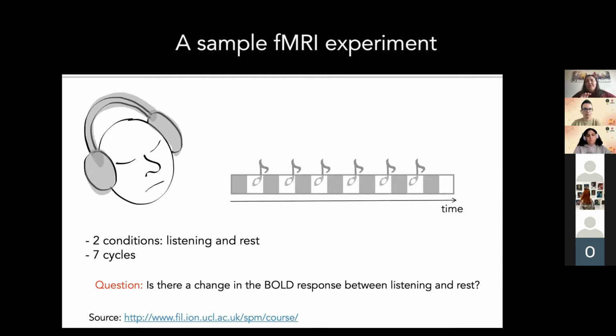And what you are interested in is whether there is a change in the BOLD response between listening and rest. So you might be interested in what regions of the brain are active when you listen to some kind of sound, for example, and which parts of the brain are not active. And you compare listening versus rest. So this is a typical question that you can ask in traditional fMRI.